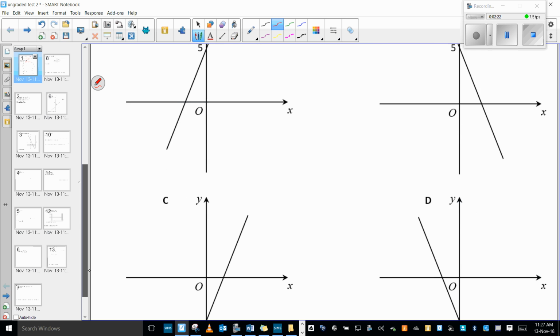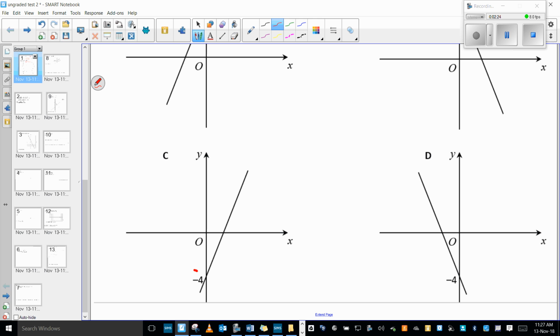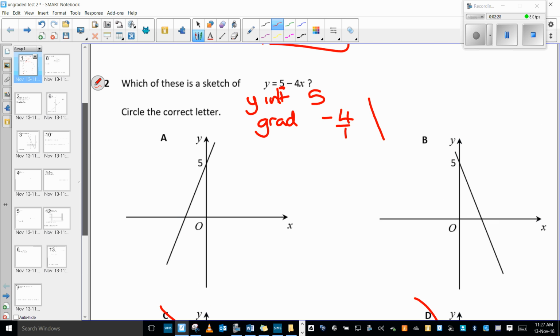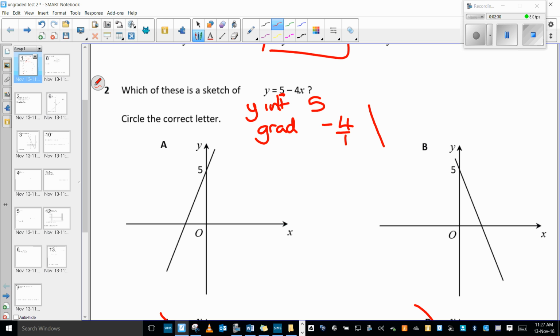Is it going to be C or D? No, because we've got the wrong number here. So straight away they're out. We've just talked about the fact it's a negative gradient, so which one is it? B. Because it's going downhill. Yes? That's the thought process you need to have when you've got these kinds of questions.